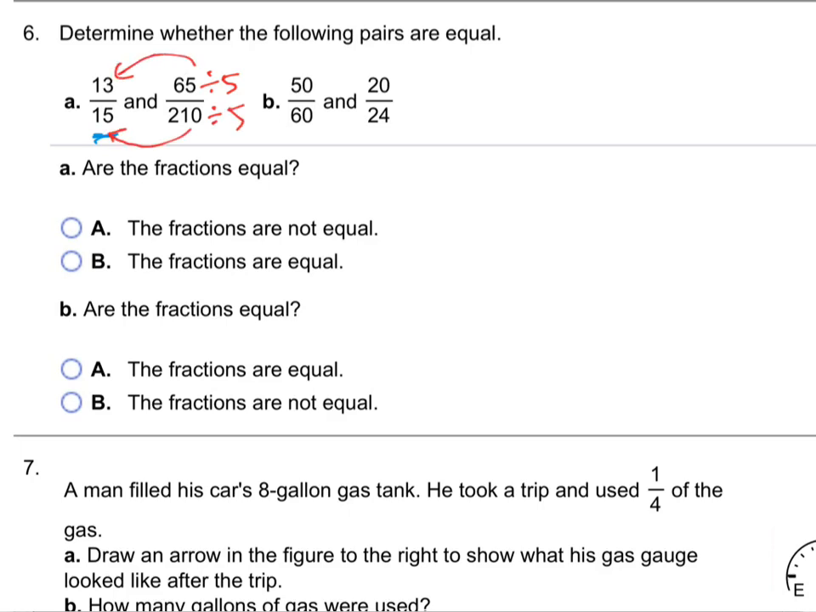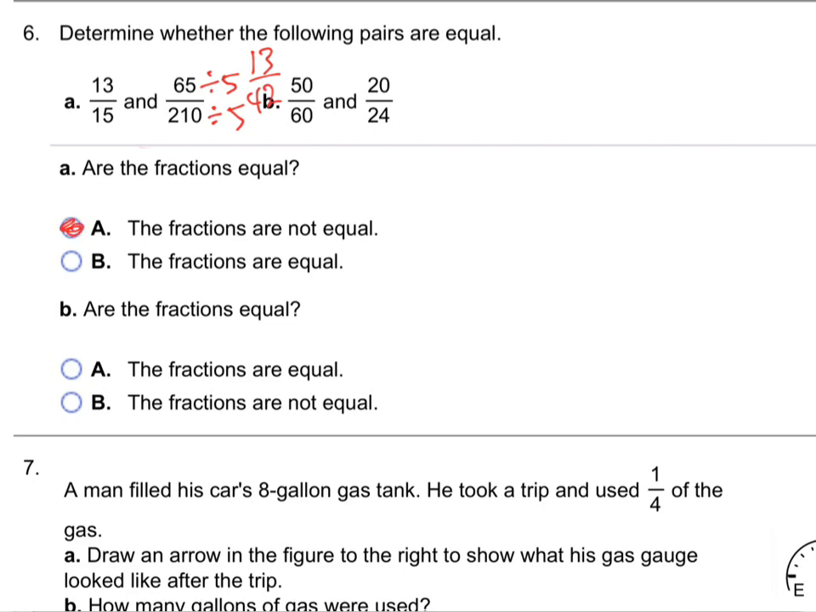I don't know what that is. That's not 15, is it? No. So I'll remove that arrow. So this one becomes 13 over 42. So they're not the same, are they? They're not even close. Not equal.